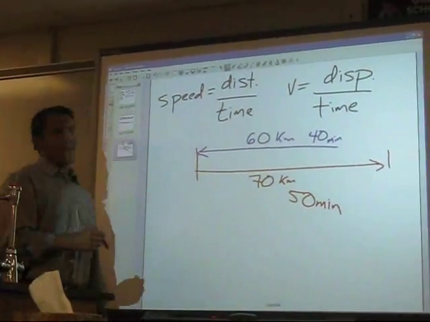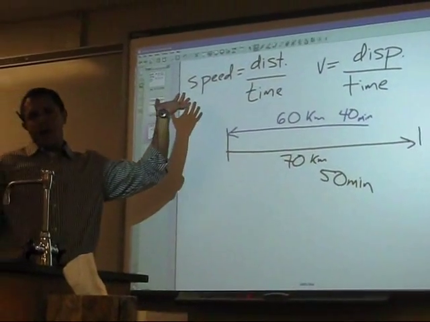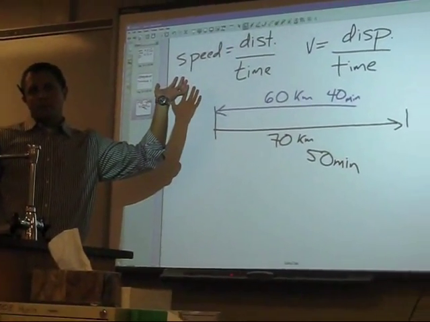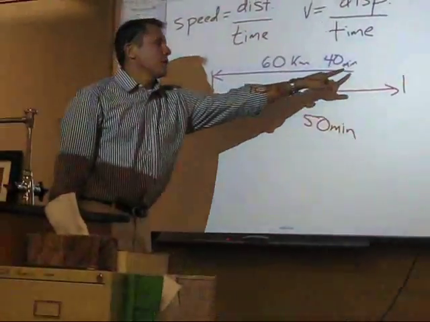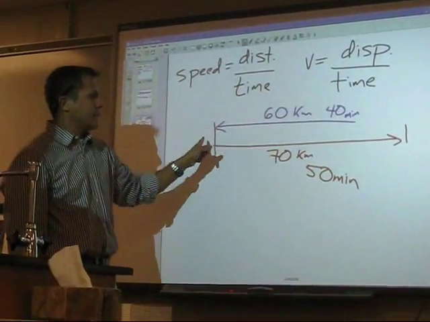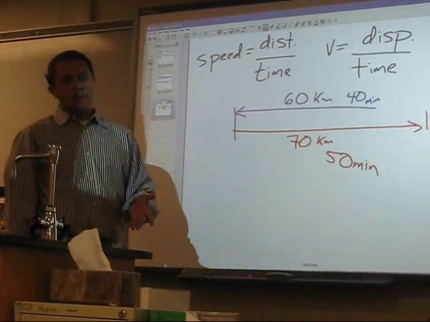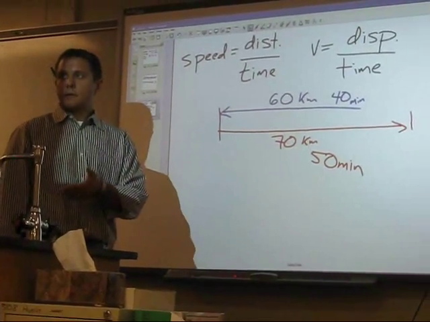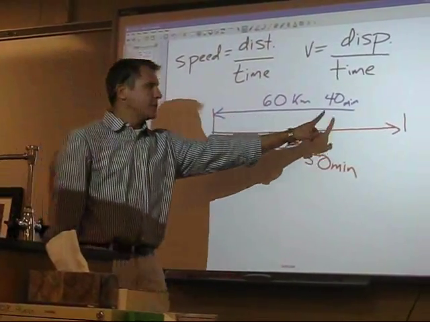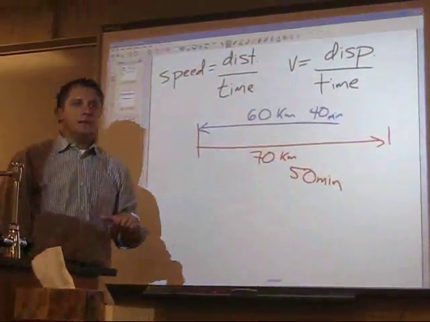Rachel, okay, so first off, what is the total distance traveled? 130 kilometers. Your total distance is what you actually walked, 130, right? 60 plus 70. What is your displacement? 10. That's the distance from where you started, right? We started here, we ended there. So my displacement is going to be 10.